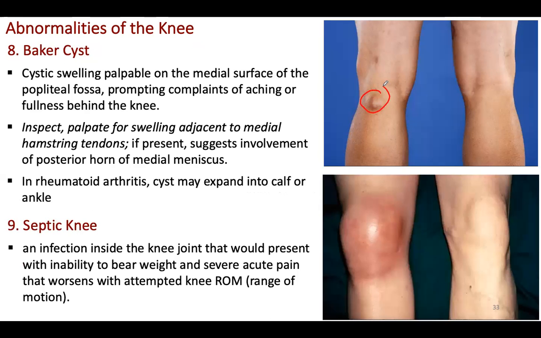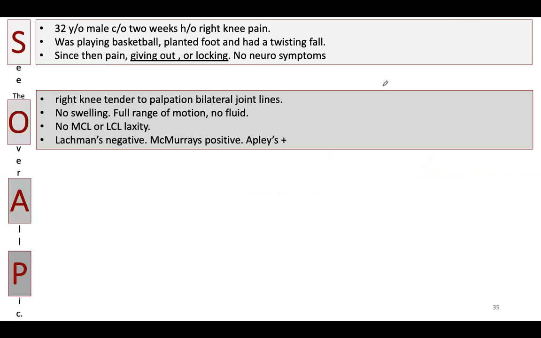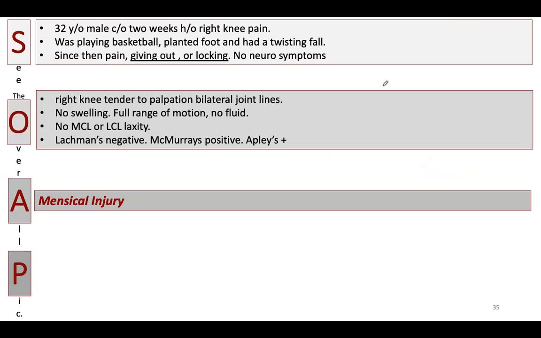Septic arthritis of the knee joint will result in this picture. Let's see the overall picture, what we have here. Meniscal injury: twisting motion, tenderness at the joint line, and other tests, McMurray or Apley.